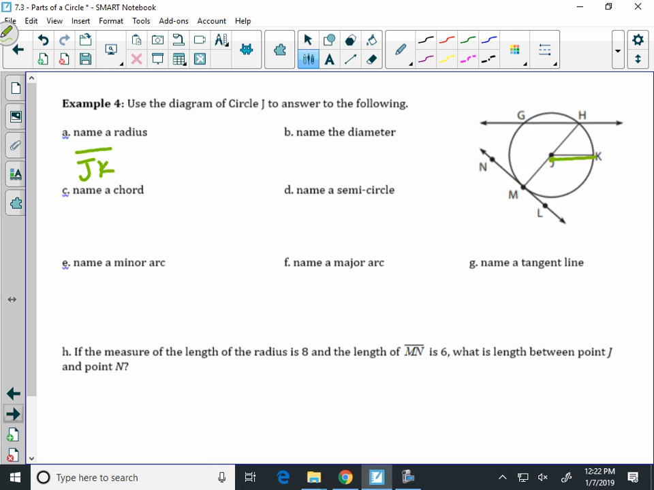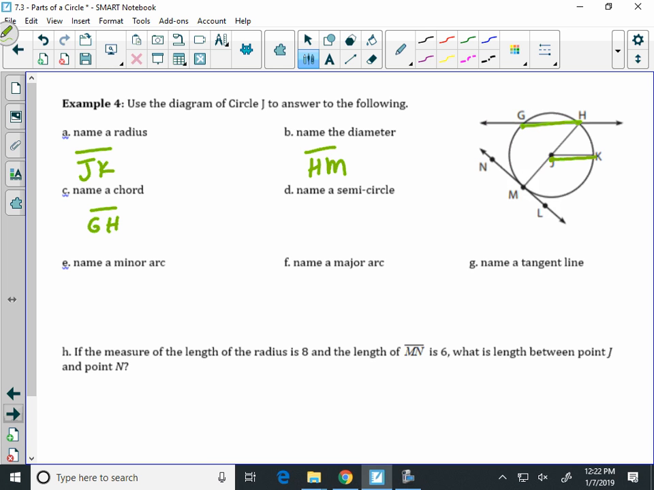HM. Very good. Starts at the edge, goes through the center, goes to the other edge. That is a diameter. Name a chord that's not the diameter. GH. Good. And name it as a segment. GH. If you named it line GH, you're not naming a chord because it's going outside the circle. Chords start at the edge, go through the circle, and end on the edge. So you can name it like a segment.